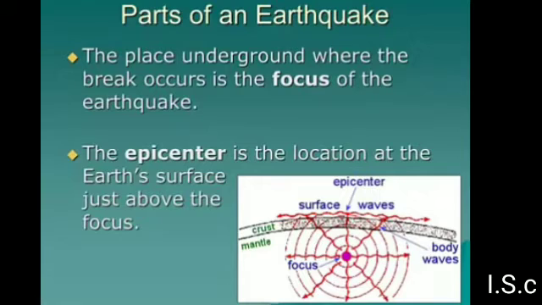Parts of an earthquake. The place underground, as I just showed you, where the break occurs, is called the focus of the earthquake, and that would be right down here, the origin point deep underground. The epicenter is the name of the location at the Earth's surface, and it's going to be directly above the focus. Essentially, it's the first place that these earthquake waves reach the surface.